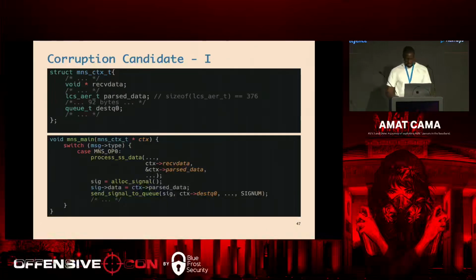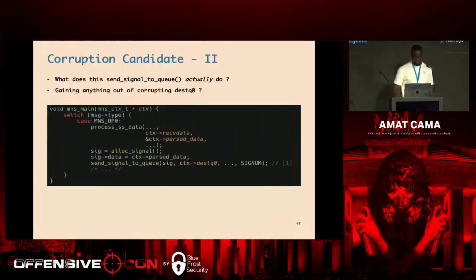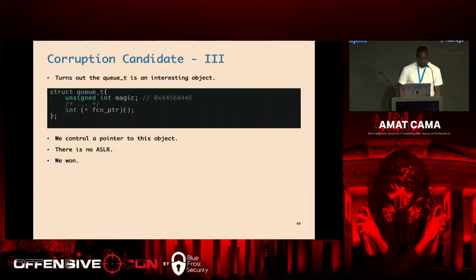So when I saw that this was the layout of memory, I wanted to know what this send signal to queue thing actually does. Can we gain anything out of corrupting that dest q0 object? Luckily, it wasn't very hard to look, because it just looked like this.